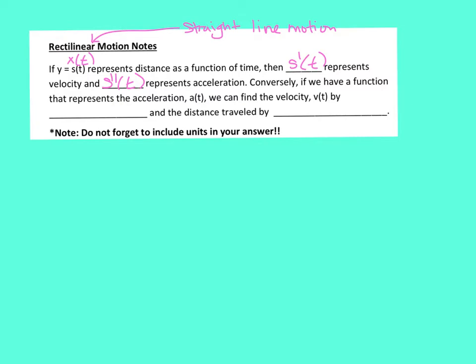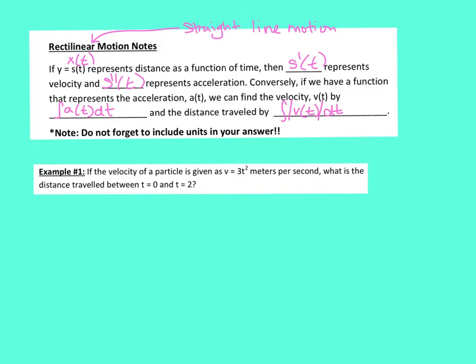Now, we've done integrals, and so actually, if you have a function that represents the acceleration, you find the velocity by taking the integral of the acceleration. And you find the distance traveled by taking the integral of the velocity. We actually are going to add absolute value bars. If that confuses you right now, don't worry, we'll talk about it later. Right now, you can think about it as just being the integral of velocity. We'll talk about those absolute values in like 5 minutes or so.